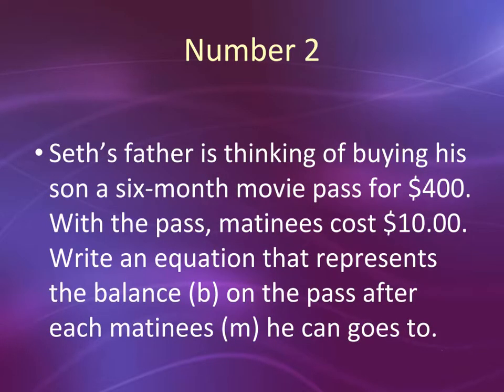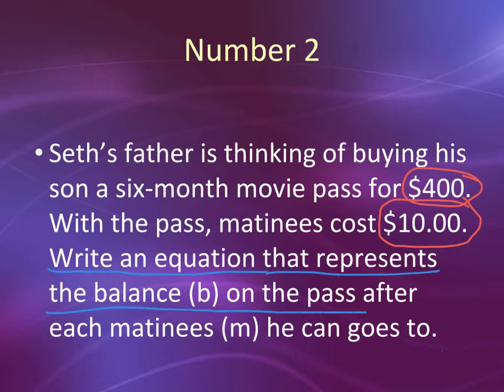The next one we're going to go to is Seth's father is thinking of buying his son a 6-month movie pass for $400. I'm going to go ahead and start circling as I go through. I know that $400 is going to be one of my numbers. With the pass, matinees cost $10. There's my other number. It's asking me to write an equation that represents the balance on the pass after each matinee he goes to.